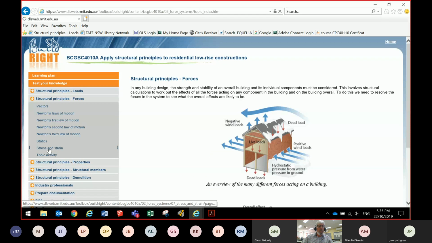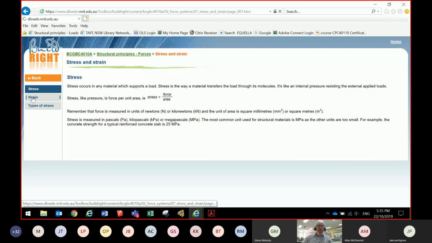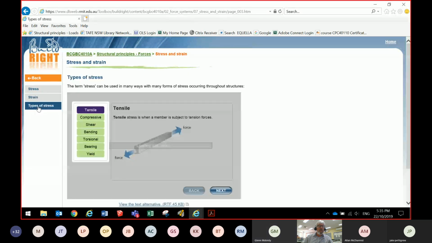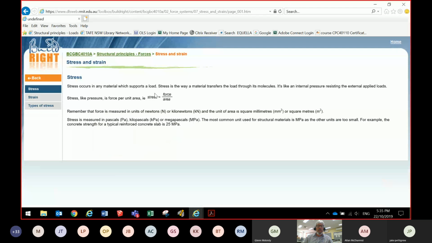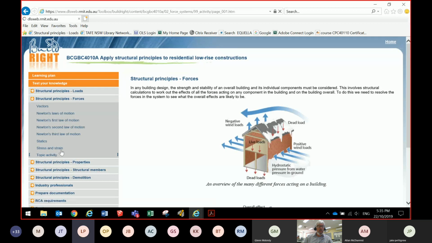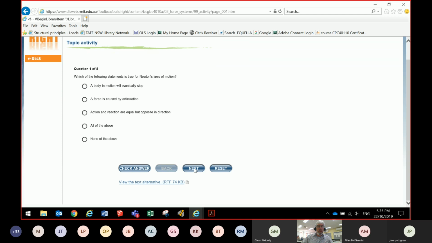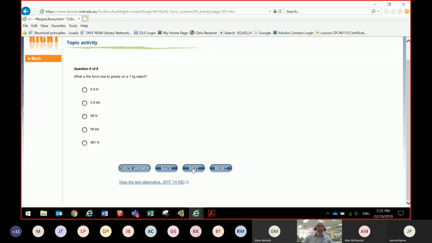There's stress and strain, and there were some examples here of that, and there were some formulas that we needed to be aware of. So for example, right here there's a formula, and the stress is the force divided by the area. And then there are some activities right down at the bottom here, which go through some topic activities. These are pretty much the exercises that have been come up with for the activity that you're dealing with. I'm just going right through these to find, I think it was one of the last ones that was on here.